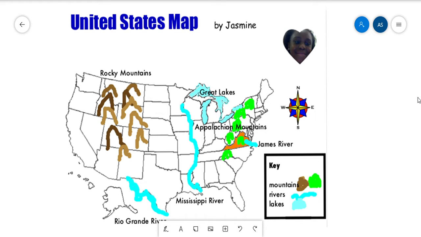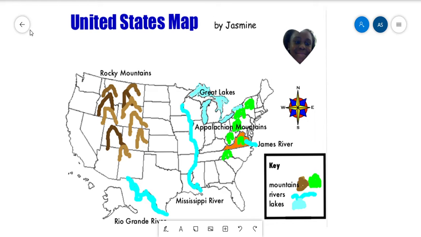Right here, I have a United States map. I did not make this map. This map says it was made by Jasmine. I don't know who Jasmine is. I just found this picture online. But she made a map that tells us where the mountains and rivers are in the United States.